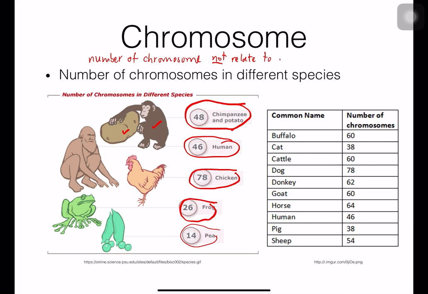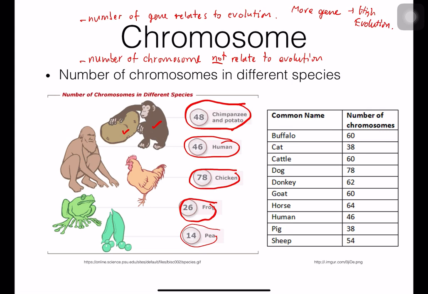But the one that leads to the evolution is the numbers of genes. And this one here relates to evolution of the organism. If you have more genes, it's higher evolution. Evolutionary level, okay, like this.